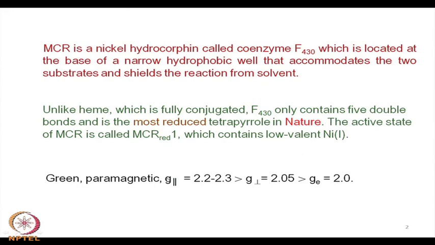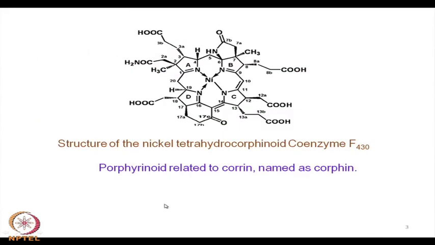And sometimes, by looking at the EPR spectrum, people can also find out whether there is another alternative for the paramagnetic state of this nickel. That means, it can also be the trivalent nickel. But it is not a trivalent nickel. It is the monovalent nickel, and these EPR signals are very much characteristic for that.